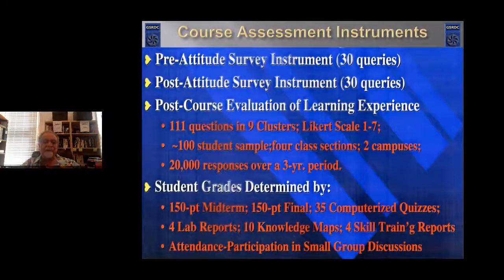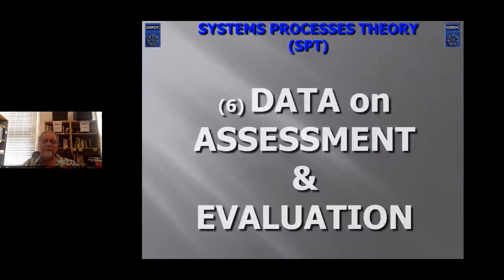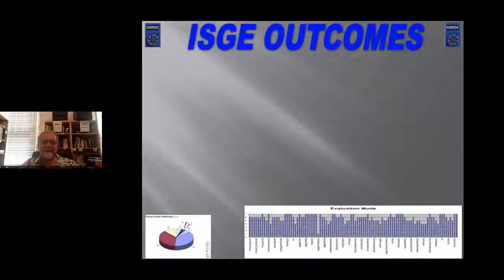Student grades were determined by lots of requirements, as you can see here. 4 lab reports, 10 knowledge maps, 4 skill training reports, 150-point midterms and finals, 35 computerized quizzes. It was very rigorous. I don't know why this isn't working. Okay, so data on assessment.